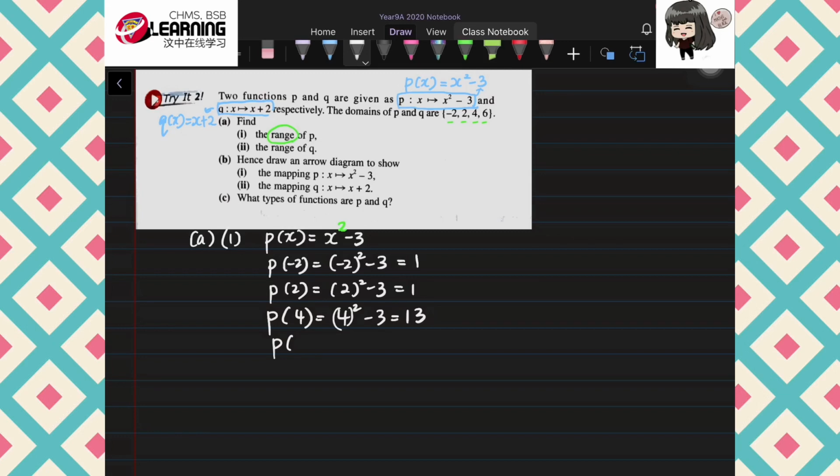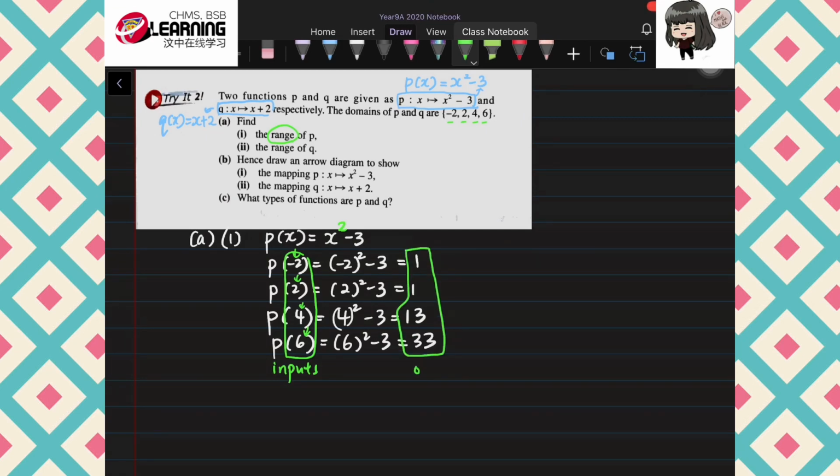Okay, and when you sub in 6 squared minus 3, it gives you 33. Again, all these are your inputs, so your object of -2, object of 2, object of 4, object of 6. And then your outputs here: 1, 1, 13, 33. All these are your outputs.